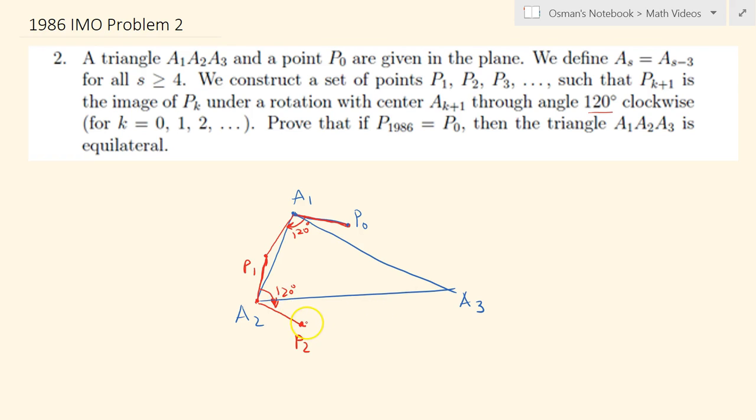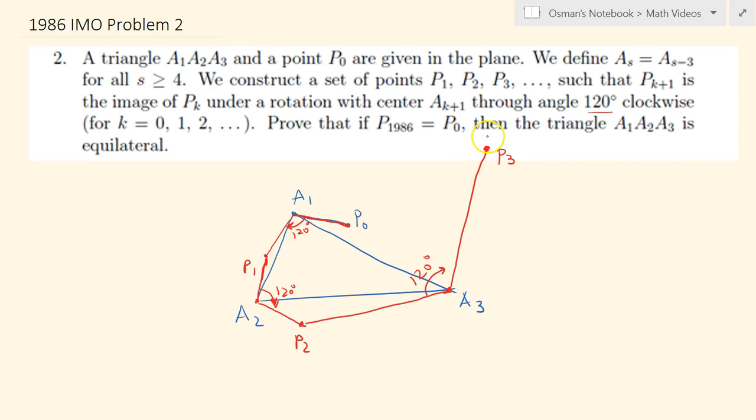Finally, we rotate P2 around the point A3, again 120 degrees, so probably somewhere here, but it will be way up there. Oops. So somewhere here is my point P3. Do you all agree? So this is 120 degrees. And we continue this process.